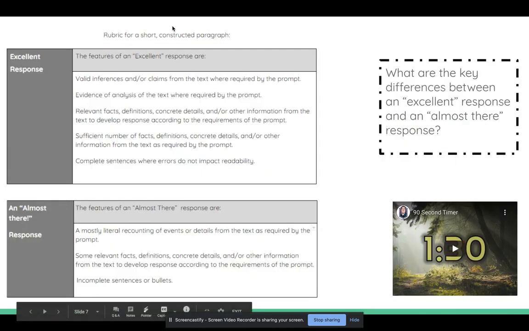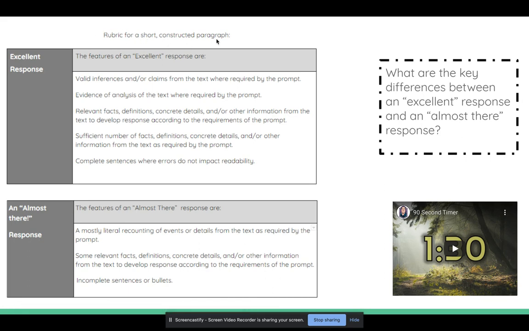All right, so you also have a rubric for today, and this is the rubric for a short constructed response. I want you to read these 2 boxes to yourself and write, what are the key differences between an excellent response and an almost there response? Ready, set, go.